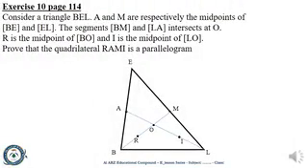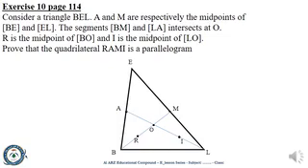We go to exercise 10, page 114. Consider a triangle BEL. A and M are respectively the midpoints of BE and EL. The segments BM and LA intersect at O. R is the midpoint of BO and I is the midpoint of LO. Okay, so what did we get from all this given?